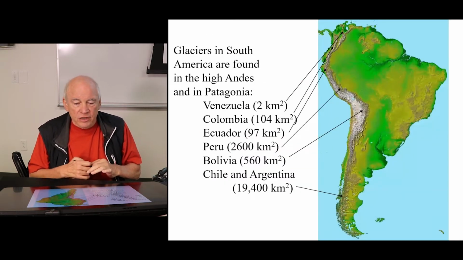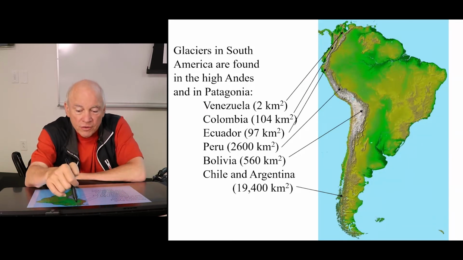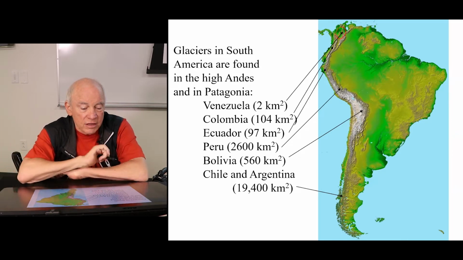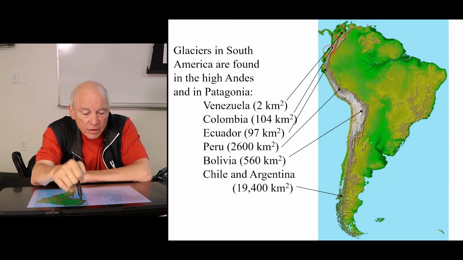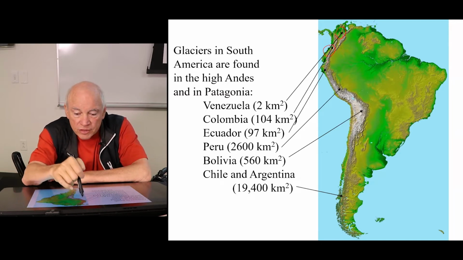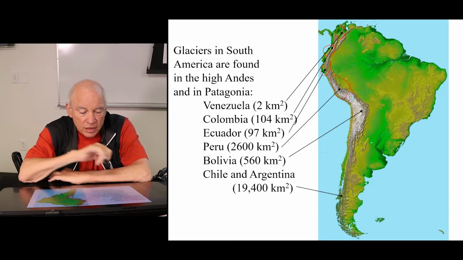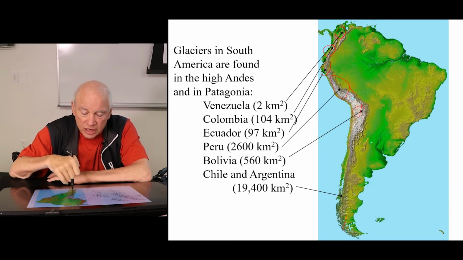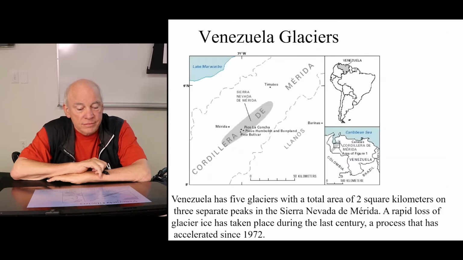All right, so here's where they are, and here's what we're going to talk about. So up here in the north, in Venezuela, there's about 2 square kilometers of glacier. In Colombia, there's much more. In Ecuador, there's about the same amount. In Peru, there's much more glaciers. In Bolivia, there's a fair amount. And Chile and Argentina have the lion's share of the glaciers of Latin America. And we'll be talking about these in order.